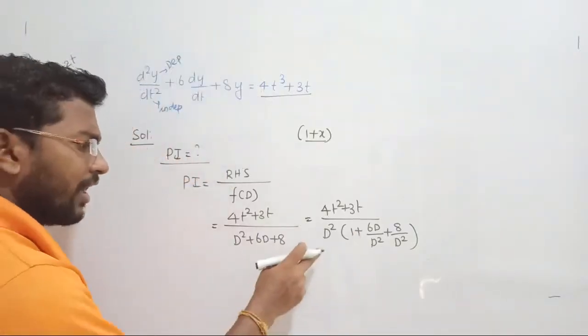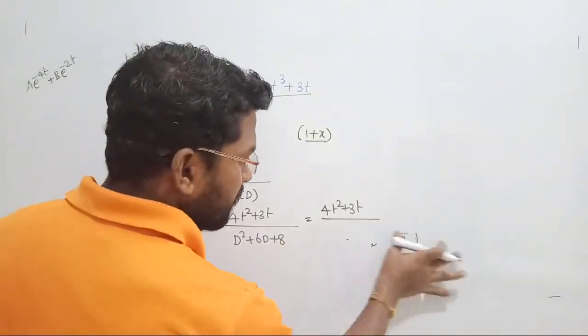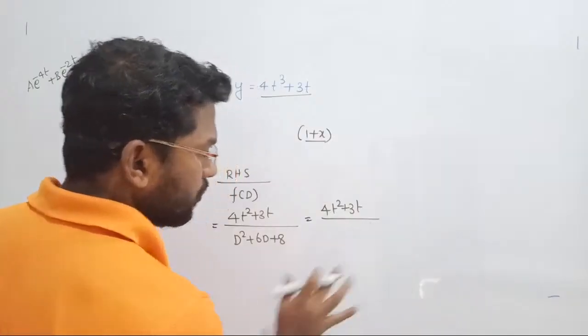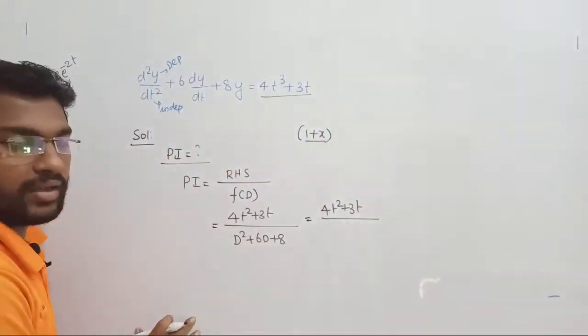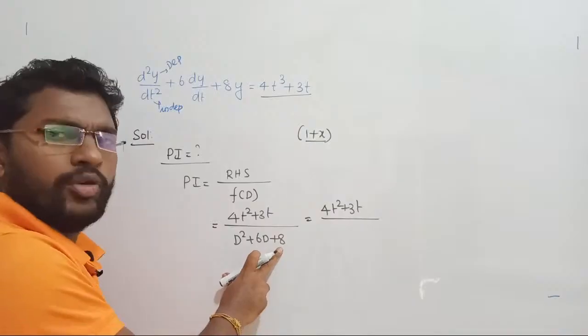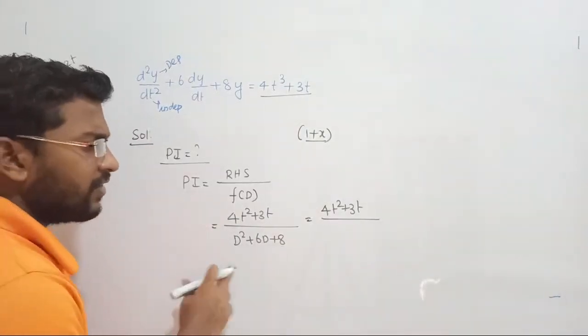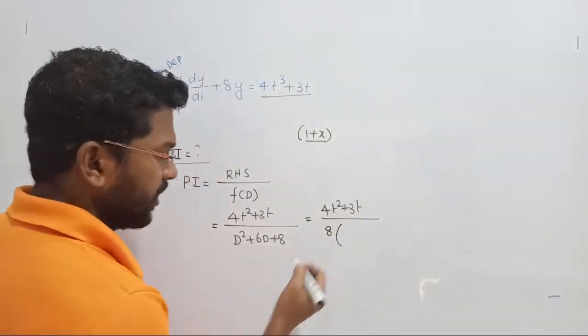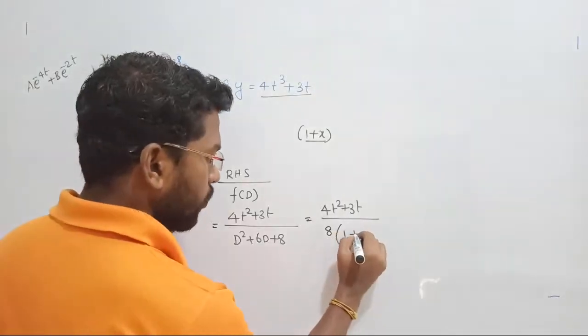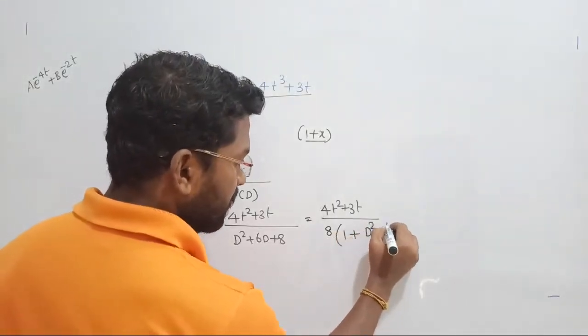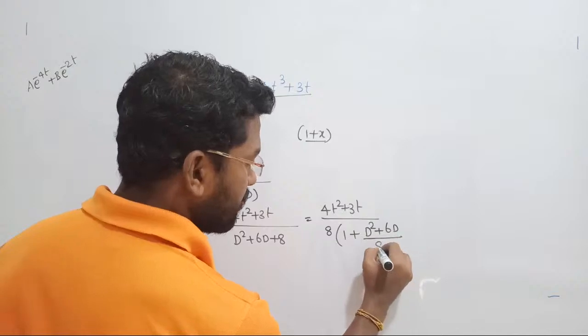Or if you are not feeling comfortable with this one, suppose you don't like taking D squared outside, then take the constant outside. At least in any equation you can find one constant. Now, can we take this constant outside? If you take this constant outside, then also this function can be written as 1 plus (D squared plus 6 times D) upon 8.